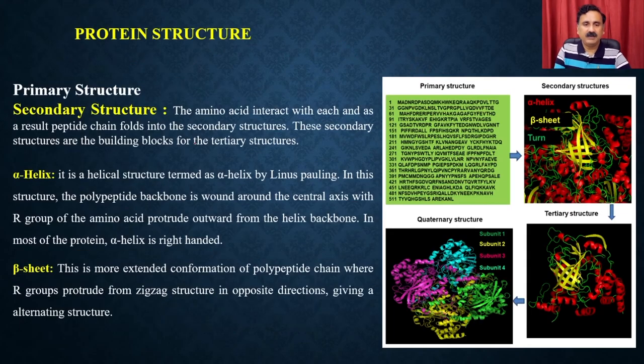Now let's talk about the secondary structures. In secondary structures, the amino acids interact with each other, and as a result, the peptide chain folds into secondary structures. These secondary structures are the building blocks for the tertiary structures. So these are the primary structures, and when they fold, they give you the secondary structures. Secondary structures could be of two types: either the alpha helix or the beta sheets.